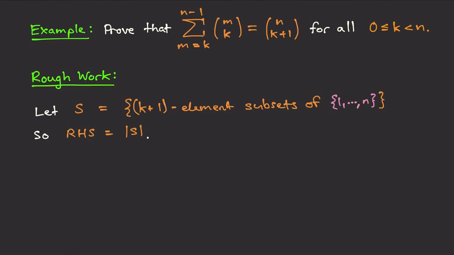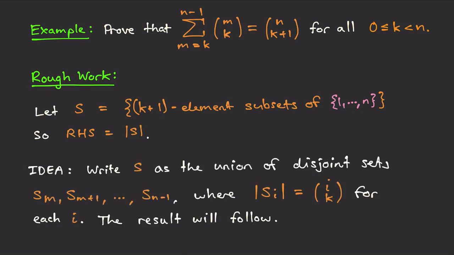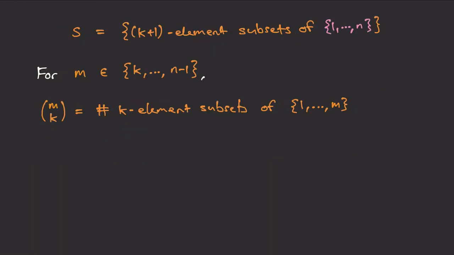The left-hand side is the sum of a number of different terms. So one way to prove that the left-hand side is equal to the right-hand side is to write the set S as the union of a collection of disjoint subsets so that the sizes of those subsets are m choose k, m plus 1 choose k, and so on. So we want a combinatorial meaning for the terms on the left that also relates to the set S. It's not immediately clear what to do here, since the terms on the left seem to relate to k-element subsets, not k plus 1 element subsets.